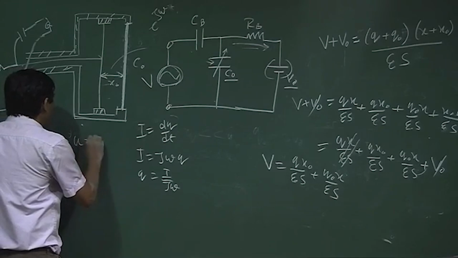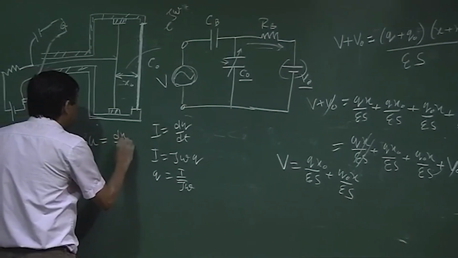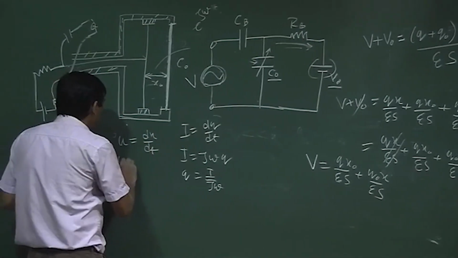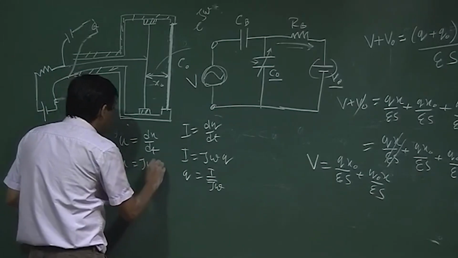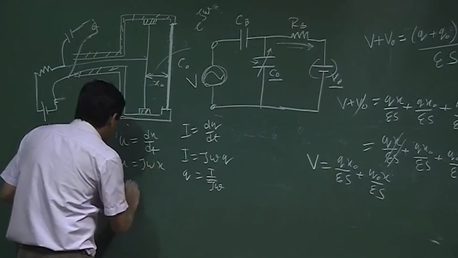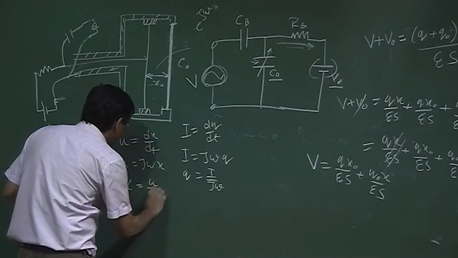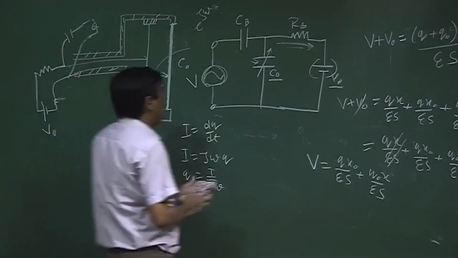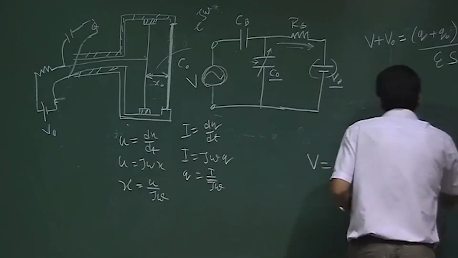Similarly, what is the relation between x and u? Velocity u is nothing but dx by dt. So, u is nothing but j omega x, and x is nothing but u by j omega. Now, I put this in this equation. So, what will be done?